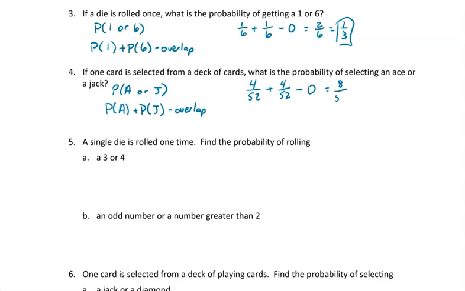This is going to be 8 over 52, or 2 out of 13.